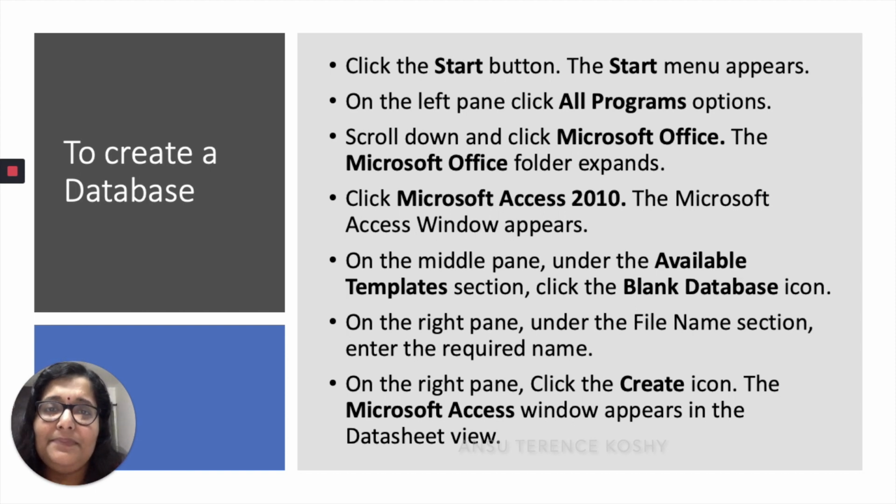So, it's very easy. Click on the Start button. Then from there you have to go to All Programs. In All Programs, look for the Microsoft Office folder. In the Microsoft Office folder, look for Microsoft Access 2010. In the middle pane, look for the available templates and select the blank database. Then on the right pane, give the file name and click the Create icon.